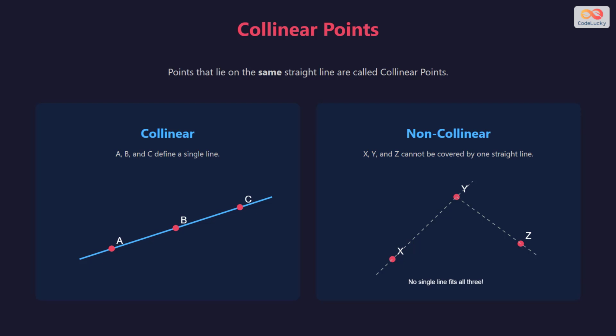Sometimes, 3 or more points line up perfectly. When points lie on the same straight line, we call them collinear points. If they are scattered and cannot be connected by a single straight line, they are noncollinear.